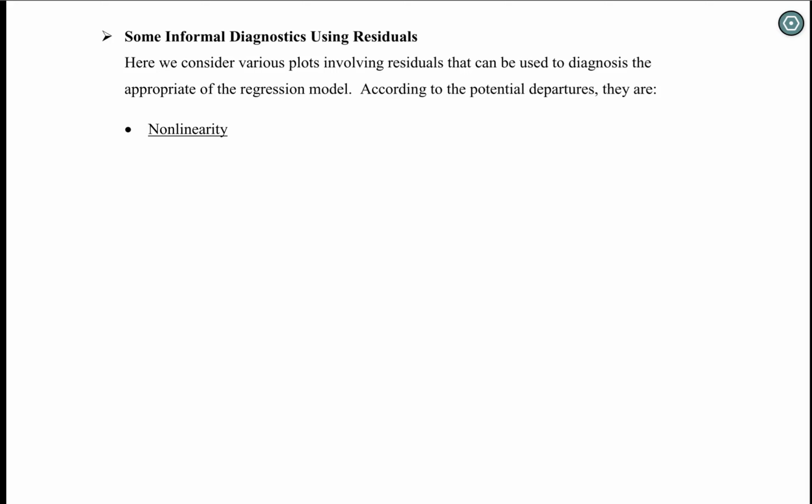Okay, some informal diagnostics using residuals. If you think back with me to the beginning of this module when we looked at the simple linear regression model, there were 4 assumptions there. The first assumption was that we had a linear model, and then the last 3 assumptions dealt with the theoretical error terms. That is, that the error terms are normally distributed, that they have a constant variance, and that they are independent of each other.